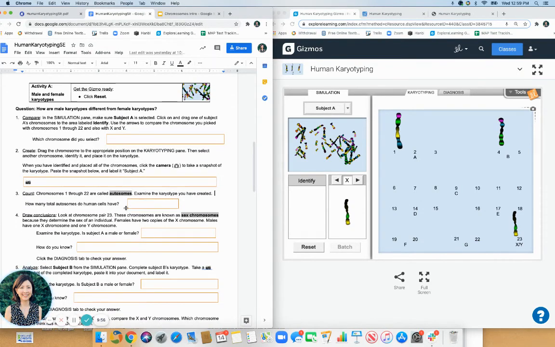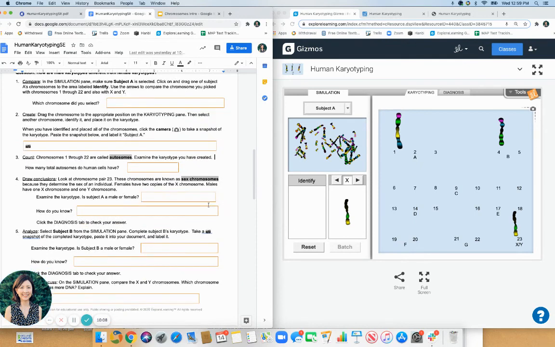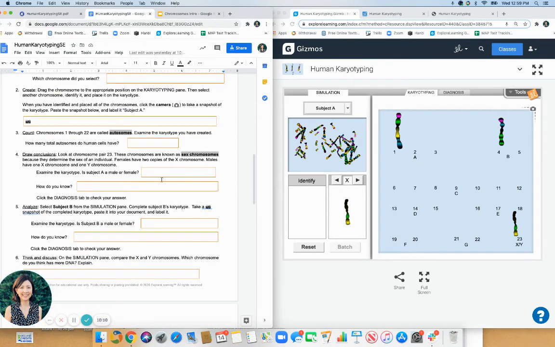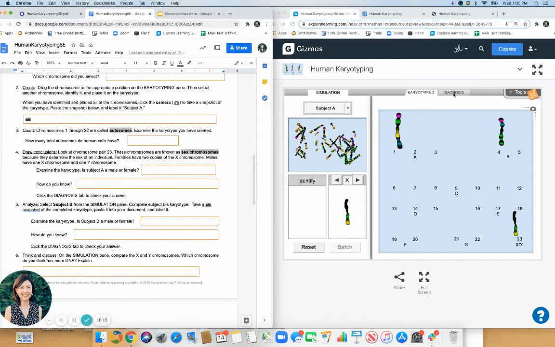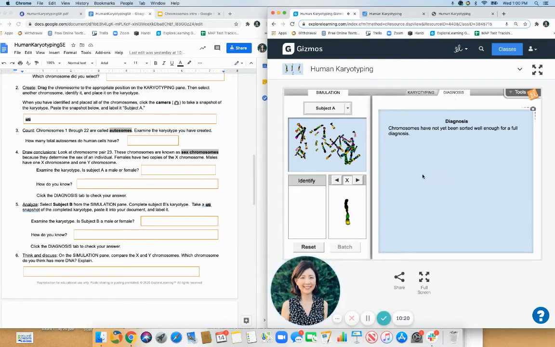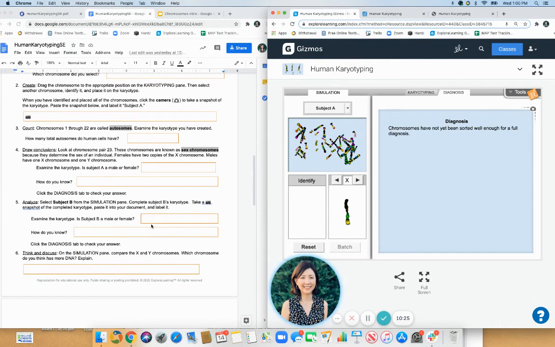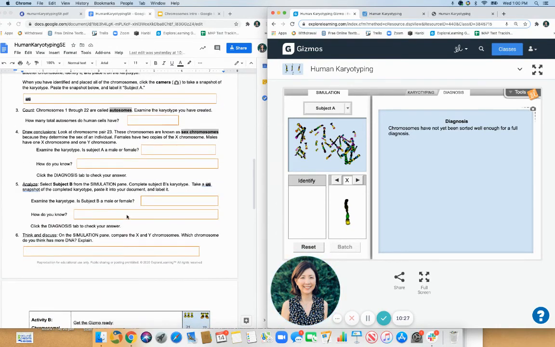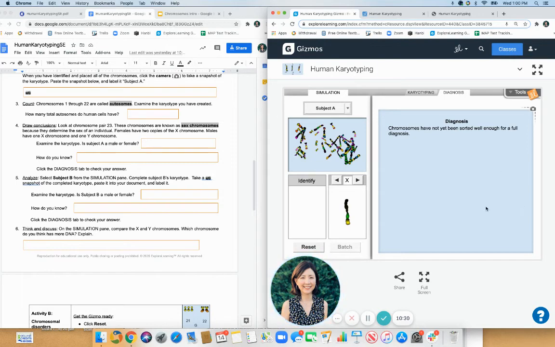Okay, so how many autosomes? Hopefully you know autosomes are going to be all of these up until the sex chromosomes. So it's not 22, but it's 22 pairs. Okay, and then you're going to say whether it's male or female. And then you're going to click on diagnosis. Okay, and I think it's going to tell you everything. It's not going to tell me now because I haven't finished the karyotype. It's going to tell me male or female, and how do you know? It'll hopefully tell you.